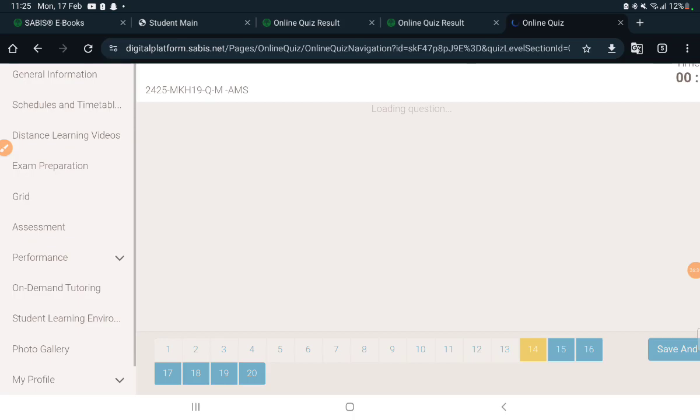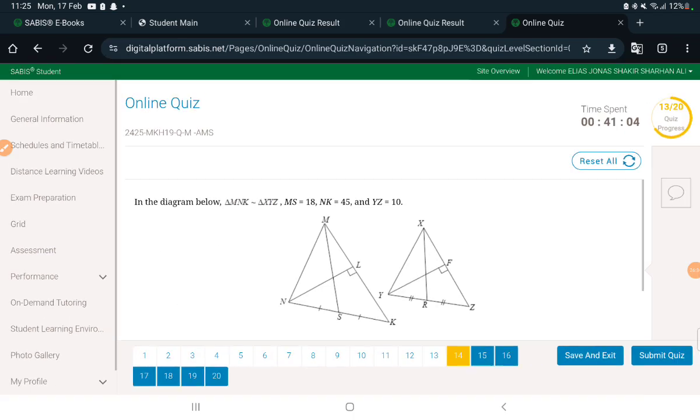Nearly all of these questions came in the last quiz, so they aren't hard at all. MNK is similar to XYZ. MS is equal to 18. Okay. NK is equal to 45. And YZ is equal to 10. Alright, so NK is similar to YZ. Wait, I think they're going to be asking for XR in this question. They probably will.